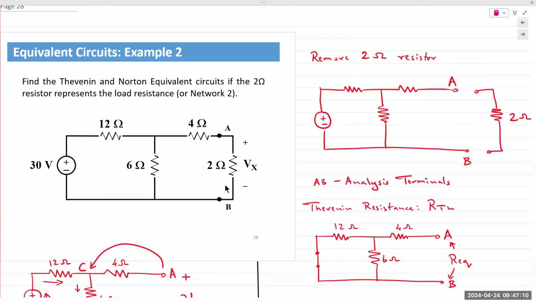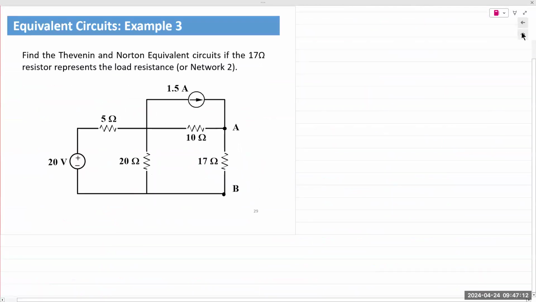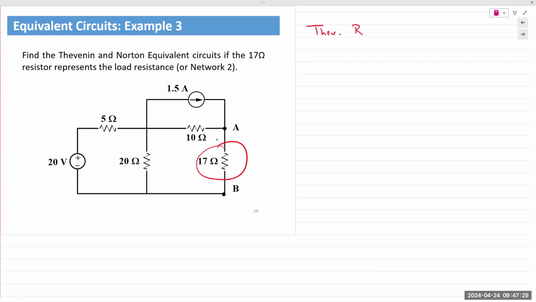Okay, 15 minutes left. Let's go ahead and solve example 3. Similar problem statement, find the Thevenin and Norton circuits if the 17 ohm resistor represents the load resistance. So Thevenin resistance requires us to remove the load resistor and all the sources. So I'll jump in right away.